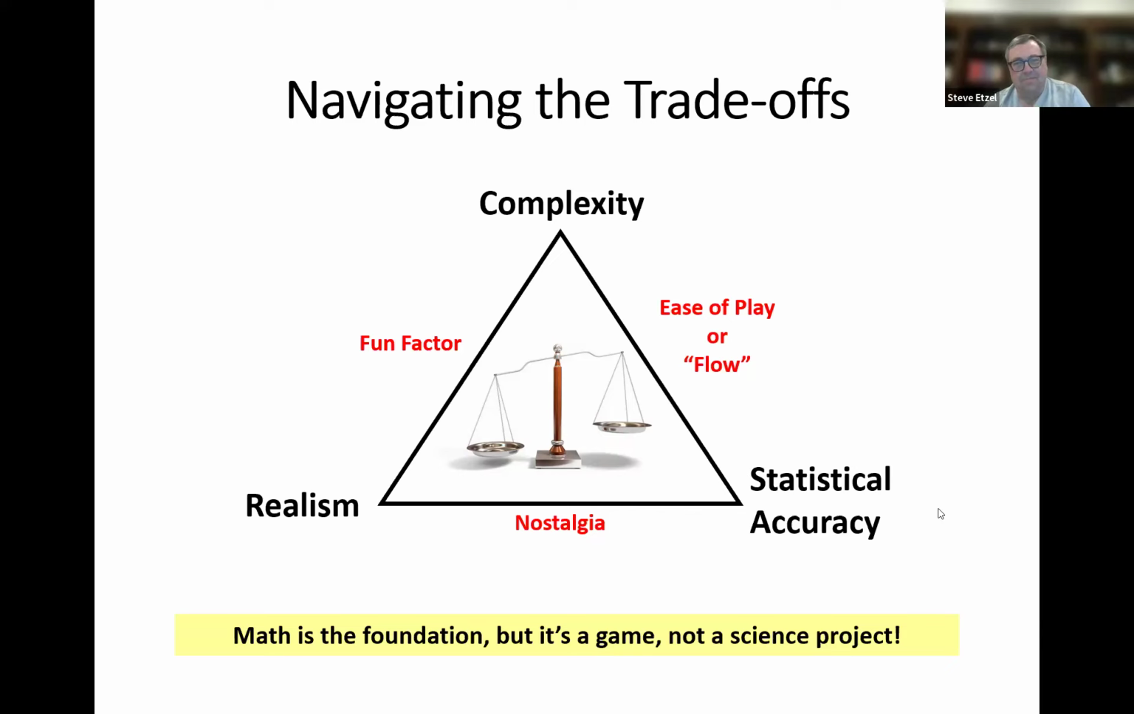Likewise, you can bog down a sim with a lot of complexity, and all of a sudden the flow bogs down, and it may or may not affect the realism. I think the things in red are the ultimate goal. The game should be fairly easy to play. It should be fun, and it should evoke some nostalgia, which is, I think, again, the big driver here.